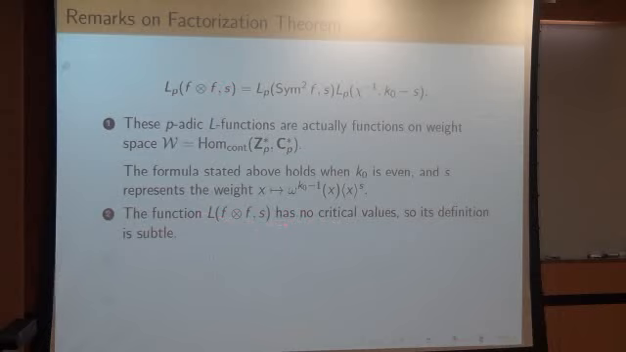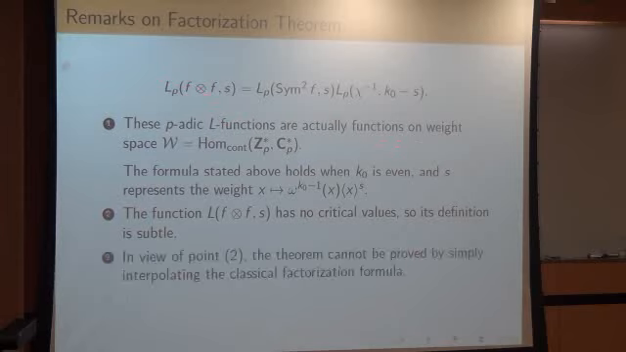Critical values are the types of points at which you can interpolate. So this p-adic L function is not defined by interpolating a classical L function. This definition of the L function is subtle, and the theorem cannot be proved simply by interpolating a classical factorization. Because this is not defined by interpolating this. So that's the next point: the theorem cannot be proved by simply interpolating the classical factorization formula.